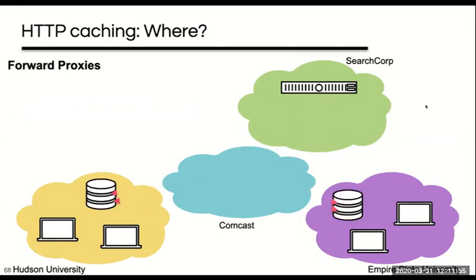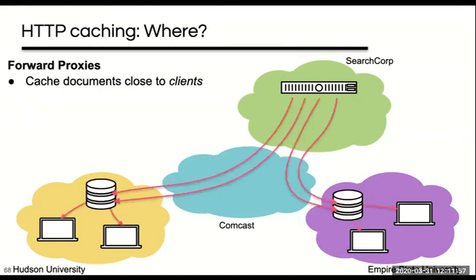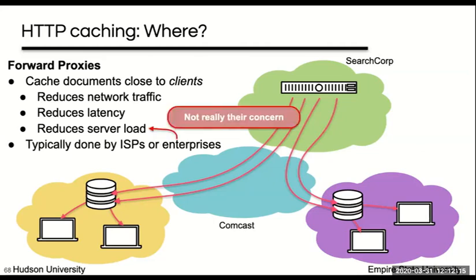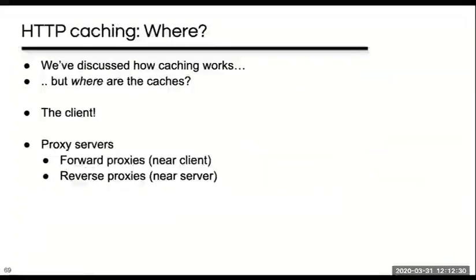Then there are forward proxies, which cache documents close to the clients. This reduces network traffic, latency, and server load. This is typically done by an ISP or an enterprise, or in this example, a university. I want to point out that it's true that it does reduce the server load, but for the people who actually set these up, that's not usually their concern. It just kind of happens, but that's not why they set up the cache. They set up the cache for other reasons.